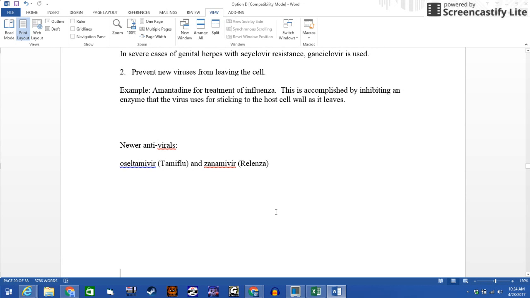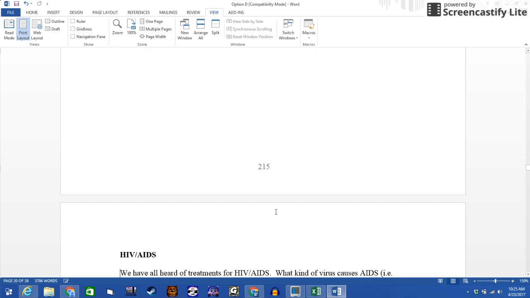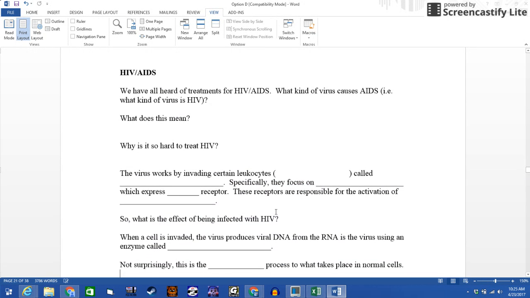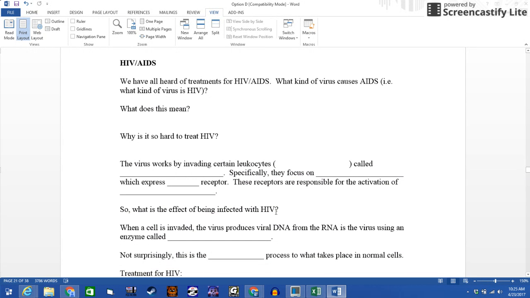You don't need to draw the Tamiflu and Relenza structures. Oseltamivir is in your data booklet. In addition, we're going to come back and talk about how Tamiflu is synthesized, because that's going to have some other implications for other things we need to talk about.